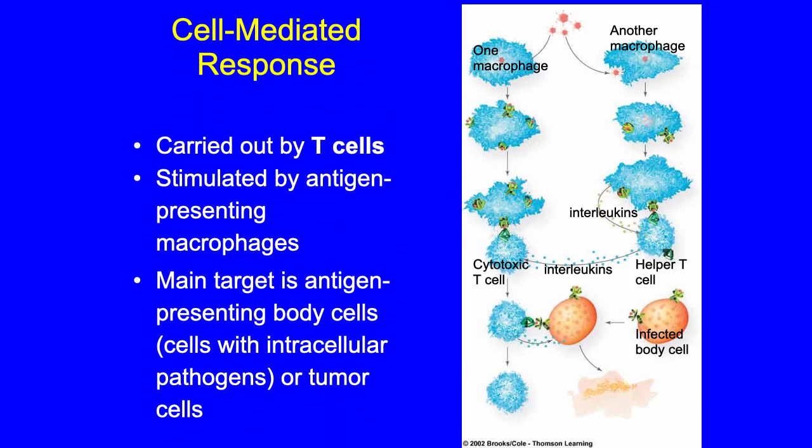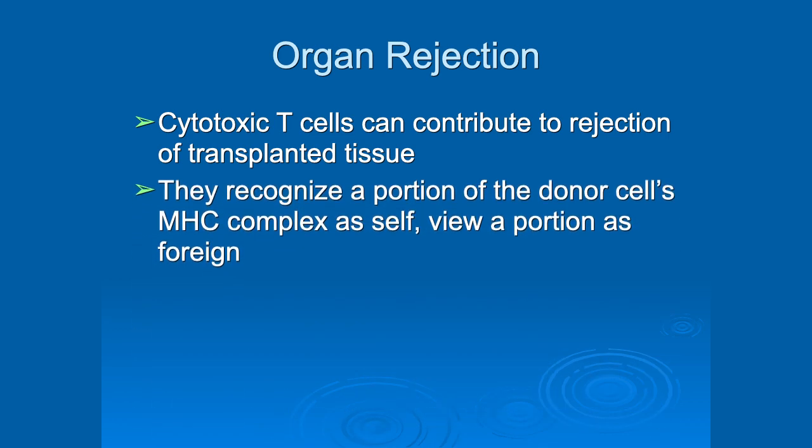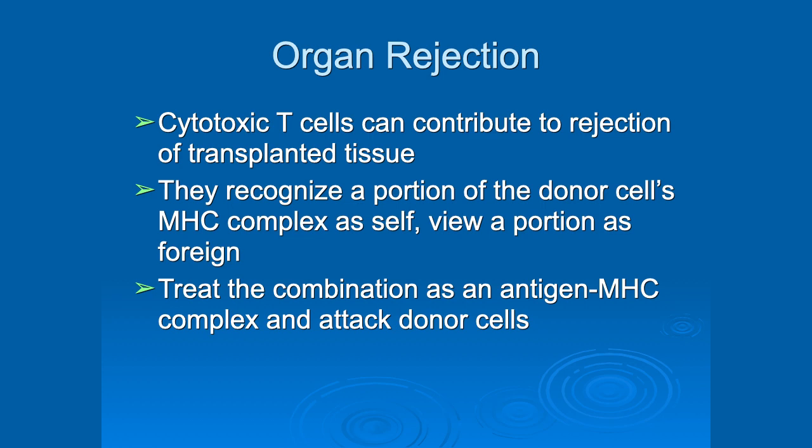Cell-mediated response is carried out by T cells, stimulated by antigen-presenting macrophages. The main target is antigen-presenting body cells with intracellular pathogens, or tumor cells. Now, when we talk about organ rejection, when you have an organ transplant, cytotoxic T cells can contribute to rejection of transplanted tissues. They recognize a portion of the donor cells' MHC complex as self, view a portion as foreign, and treat the combination as antigen MHC complex and attack donor cells.